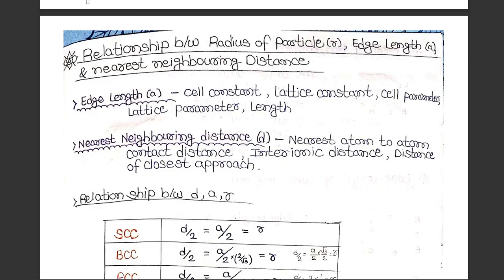Now here is the relationship between the radius of the particle, which is r, the edge length, which is a, and the nearest neighboring distance, which is shown by d. Some other names for the edge length are cell constant, lattice constant, cell parameter, lattice parameter, length. And the nearest neighboring distance is also known as nearest atom to atom contact, interionic distance, or the distance of the closest approach.